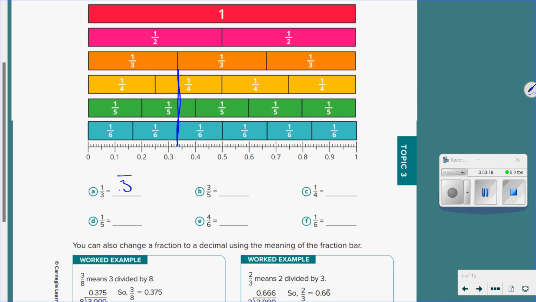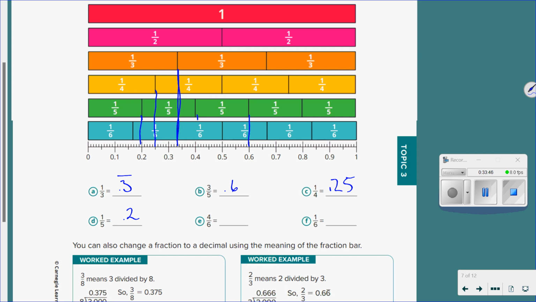3/5. So I come and I count 1, 2, 3/5. That one is 6/10. 1/4 should be a very common one. I come down from 1/4, I come right to 25/100. 1/5, another relatively common one. I come straight down to 2/10.